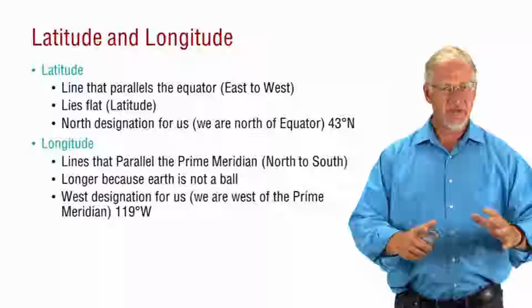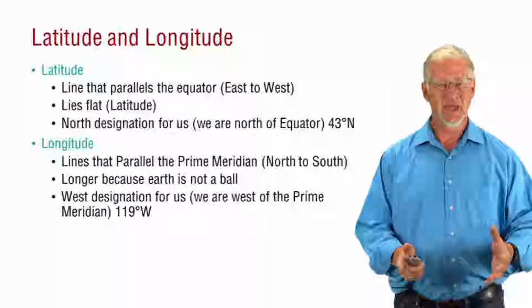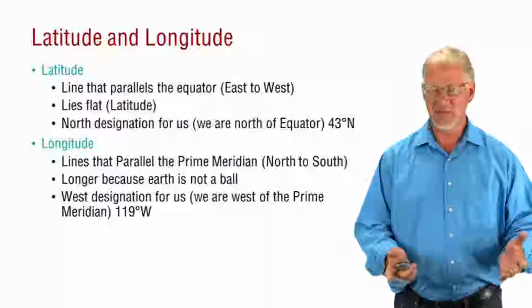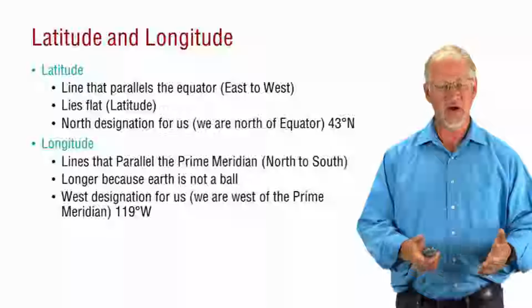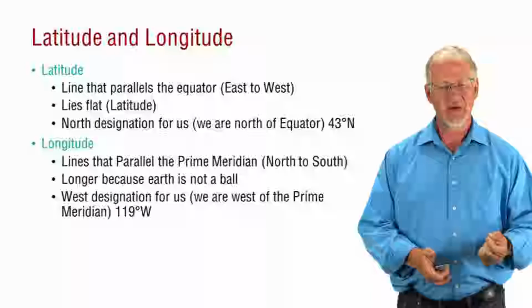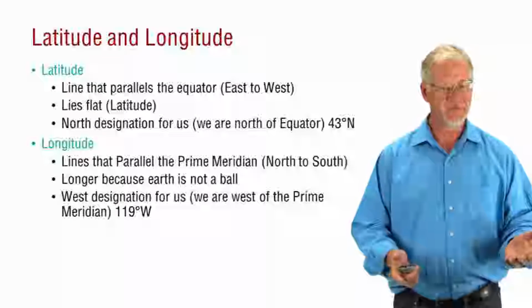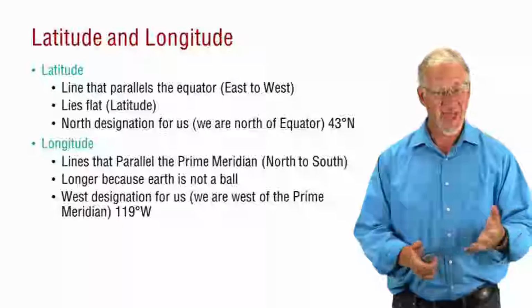So to start, before we talk about anything else about the charts, there are going to be black lines that go up and down, north to south, and left to right, or east to west. Now, those lines are latitude and longitude. The latitude lines, the lines that parallel the equator, run east to west, and they lie flat. So F for flat, so latitude.